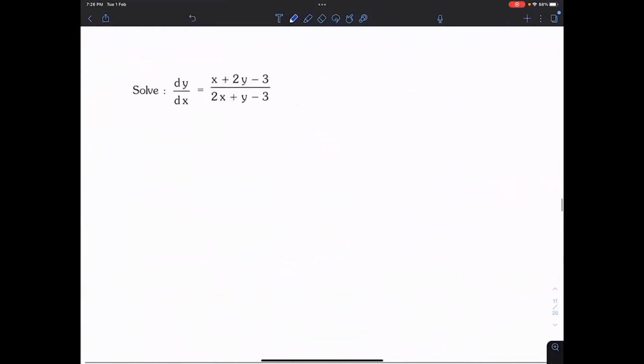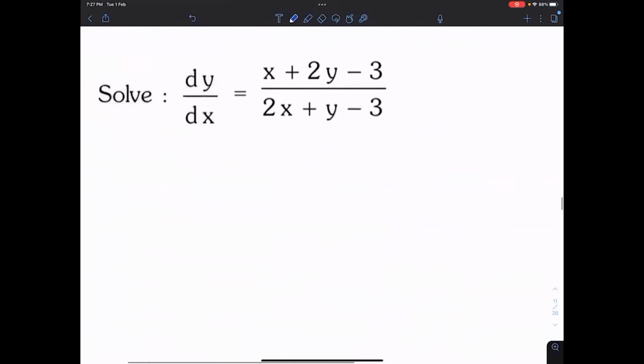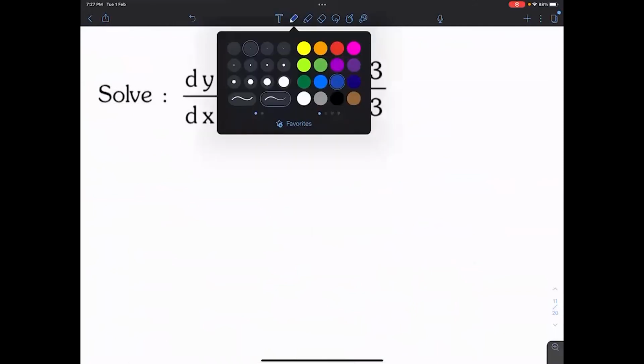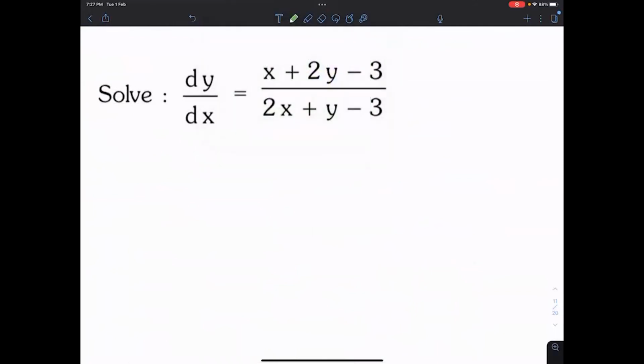Third one, whenever you have it like this, what you need to do? First, a simple substitution. You will write x as capital X plus alpha, and y as capital Y plus beta. That substitution you will make. And what are alpha and beta? This is nothing but the point of intersection of both these lines.